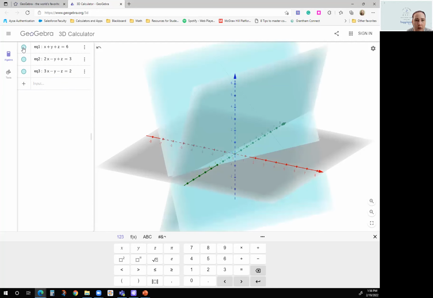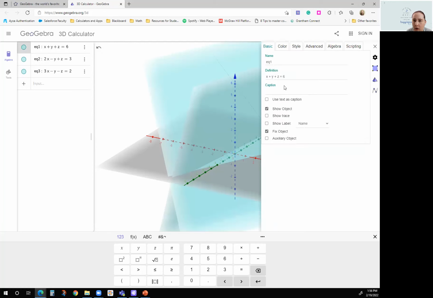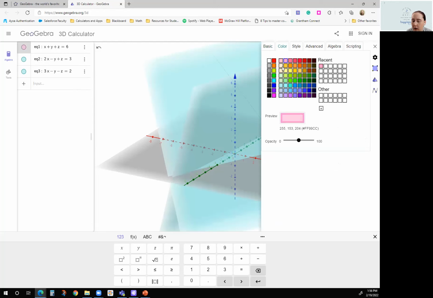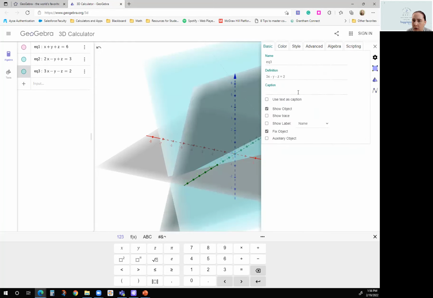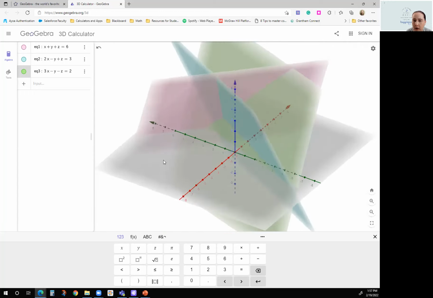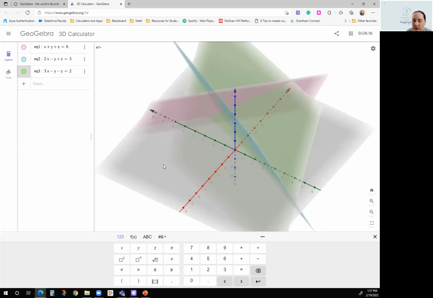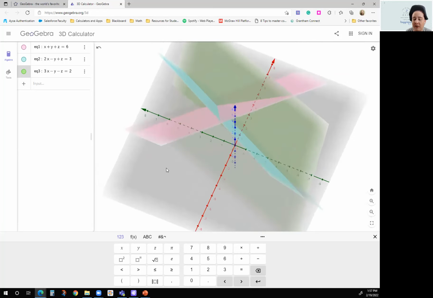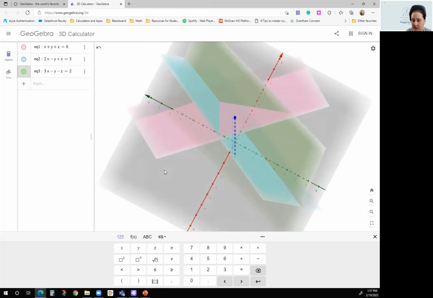Maybe I can change the color of these. I don't use this very often, so I don't know. There we go. Okay, I'm going to just change the color so we can kind of see the 3 different colors. Okay. So these 3 equations are forming 3 flat surfaces that are intersecting at some point.